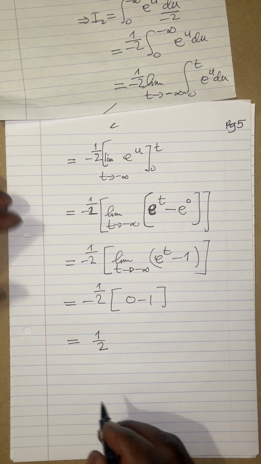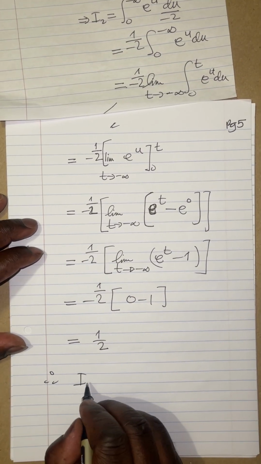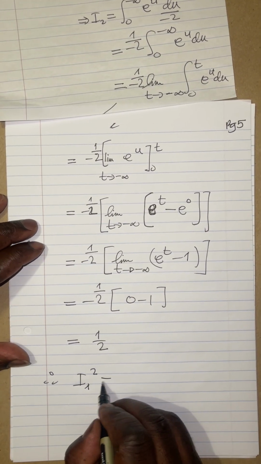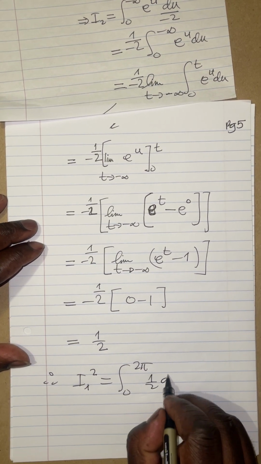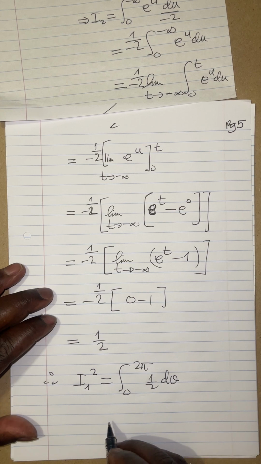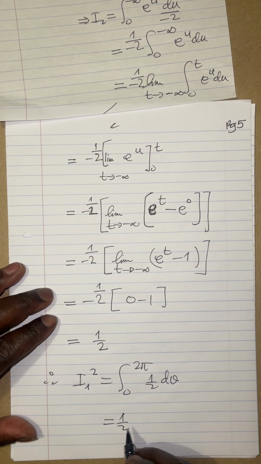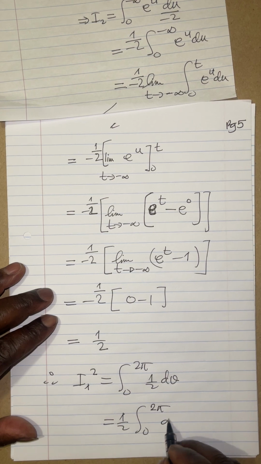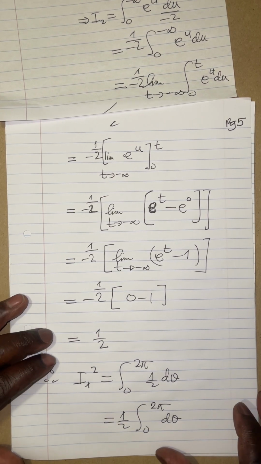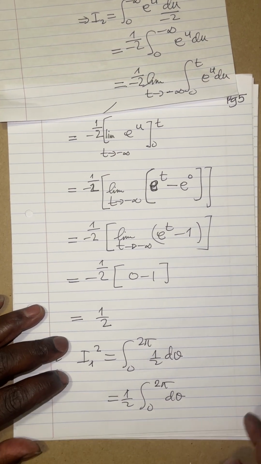So now we're saying, therefore, what we have is I1 squared is going to be the integral from 0 up to 2 pi of half d theta. And you understand half is a constant, take it out, and therefore we have the integral from 0 up to 2 pi of d theta. And the integral of d theta is just theta.